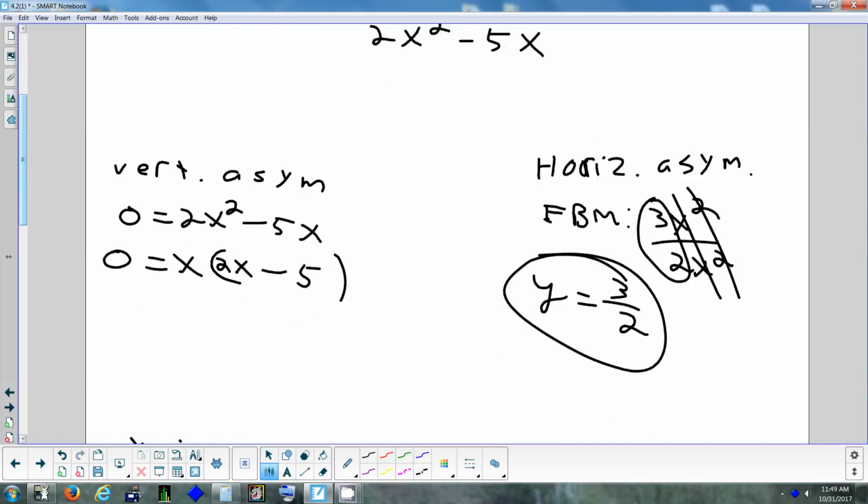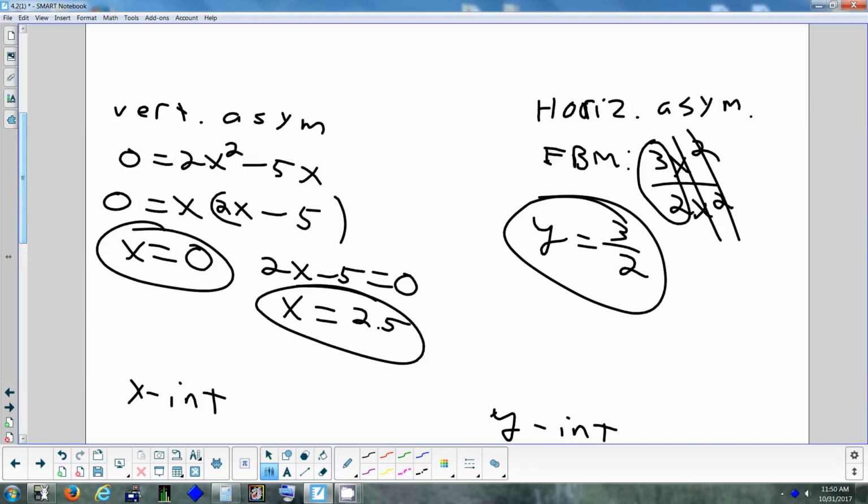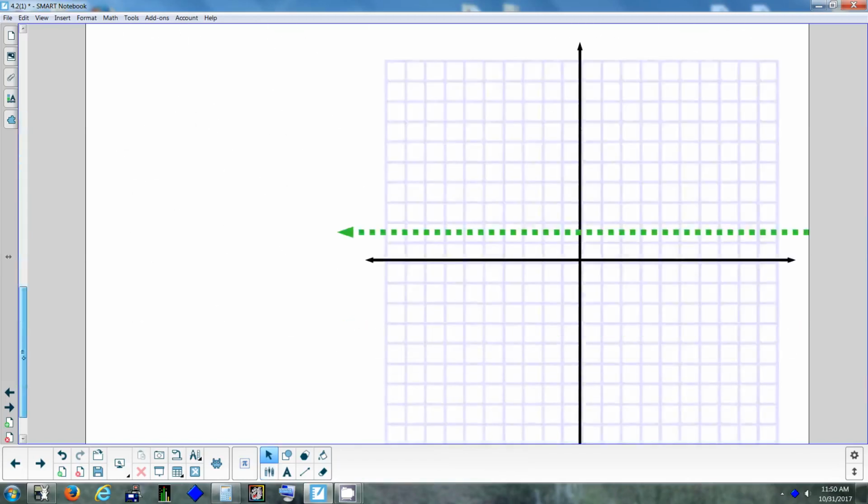Now, set each factor equal to 0. So set the first one equal to 0. Second one equal to 0. What do you get when you solve the first one and get x by itself? 0. It's already solved. What do you get when you solve the second one? 5 over 2. And let's do that as a decimal. What's half of 5? 2.5. Again, normally I don't use the decimal, but for graphing it's easier. Right. So 0, 2.5.